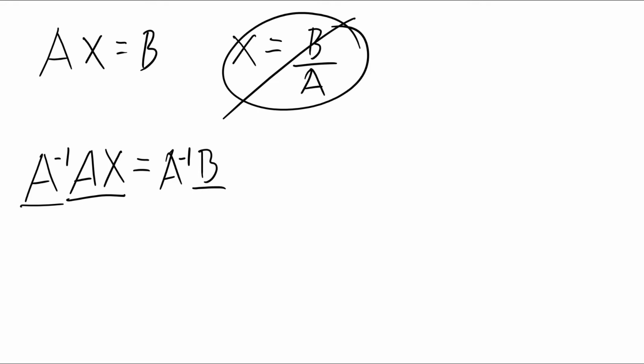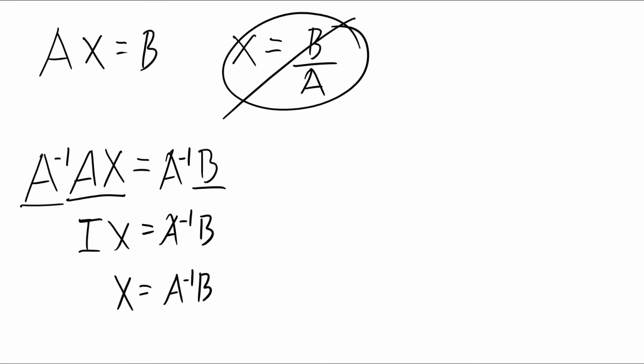All right, on the left-hand side there, we've got A inverse times A. That's going to give us I times X equals A inverse B. And then I times X, remember I is like the number 1. It's the identity. So that just gives us X equals A inverse times B. So we can solve for X by multiplying by the inverse, just like we solved for X in 2X equals 10 by multiplying both sides by 1/2. Exact same idea here.